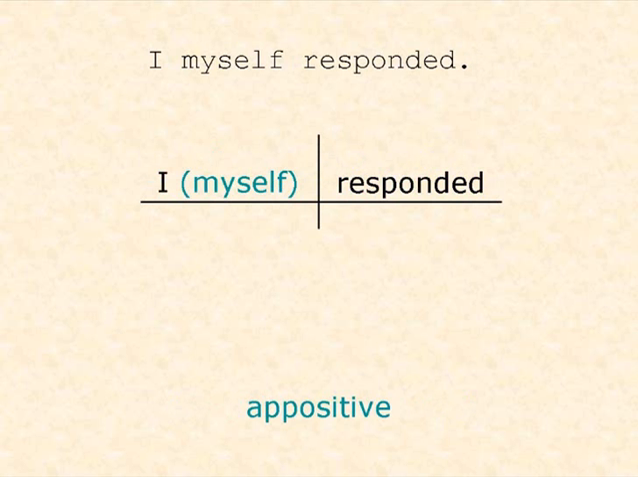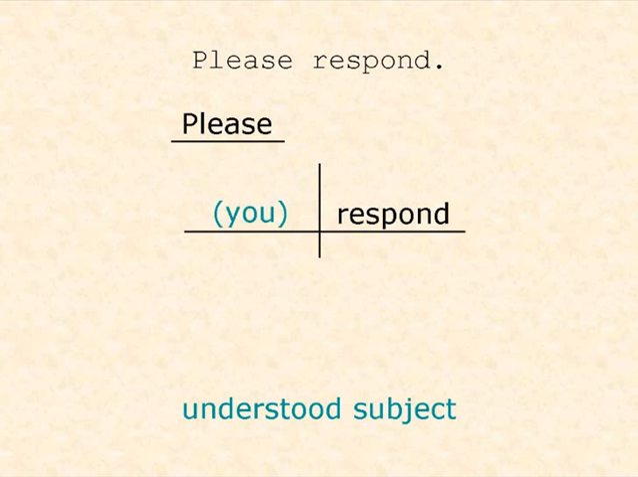An implied or understood subject also goes in parentheses. Please. You is the understood subject there. So you say, please, you respond. Like I would say, please, Wendy, flip to the next slide.